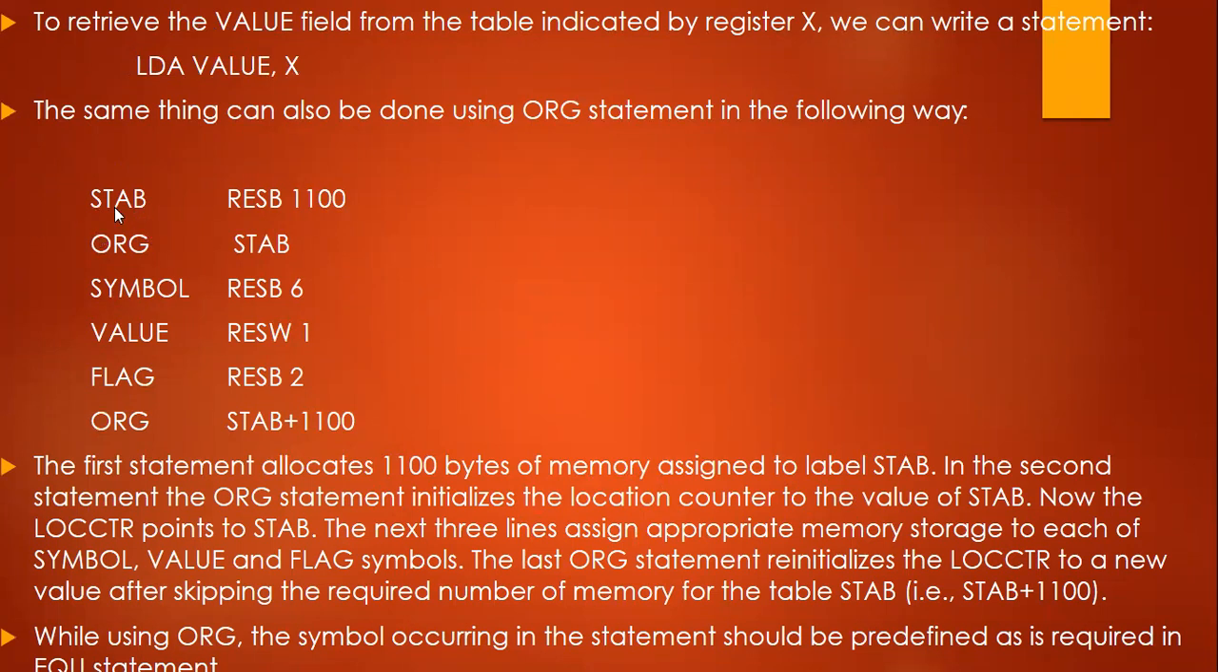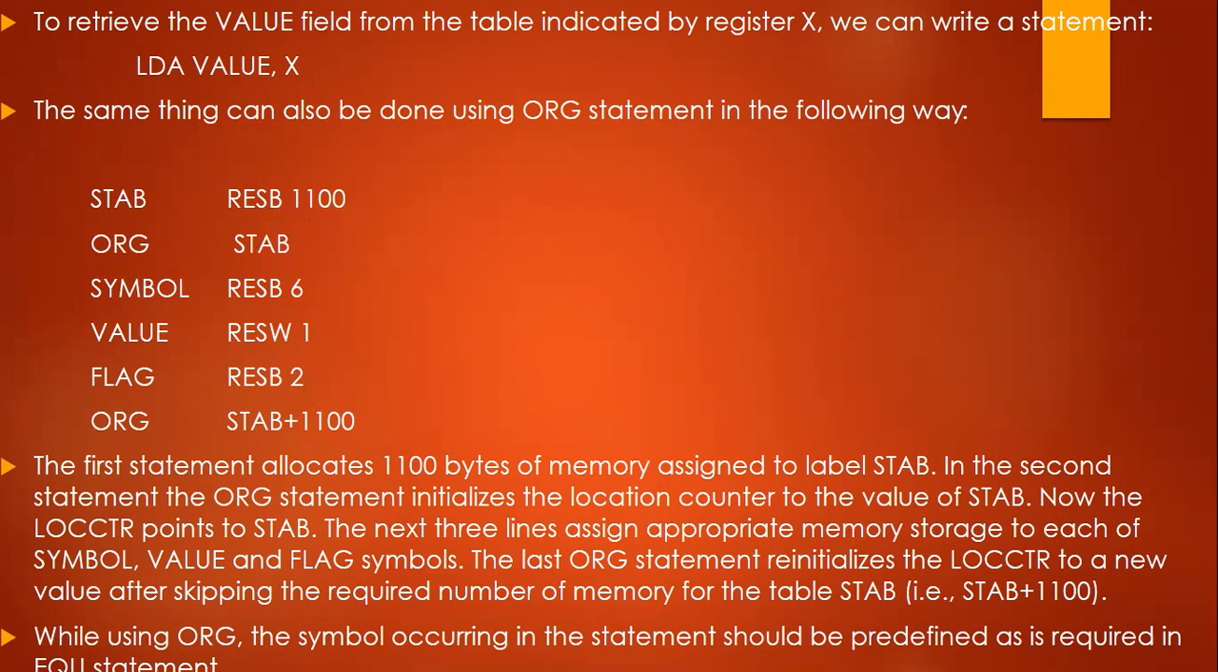First, what we are doing here: symbol table, how many bytes are we reserving? The total 1100 bytes we are reserving. Then origin to S tab. Wherever you are, even if it is at the 2000 location, your location pointer will be reset to the syntab location. Here we are trying to reserve something. See, symbol reserve 6 bytes, value reserve word 1, flag reserve byte 2 exactly.